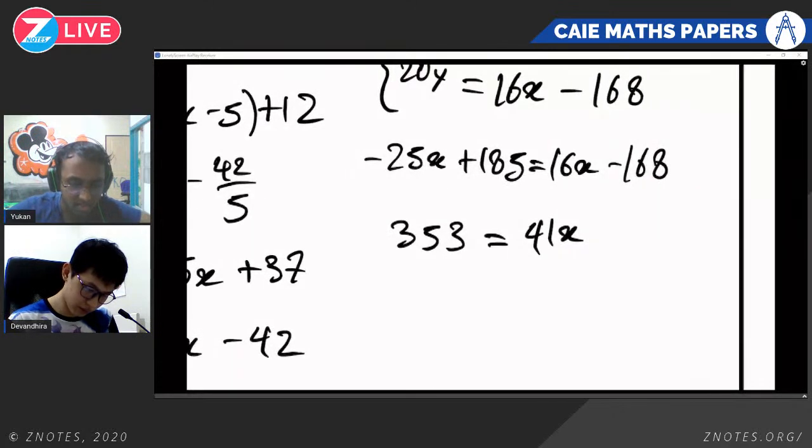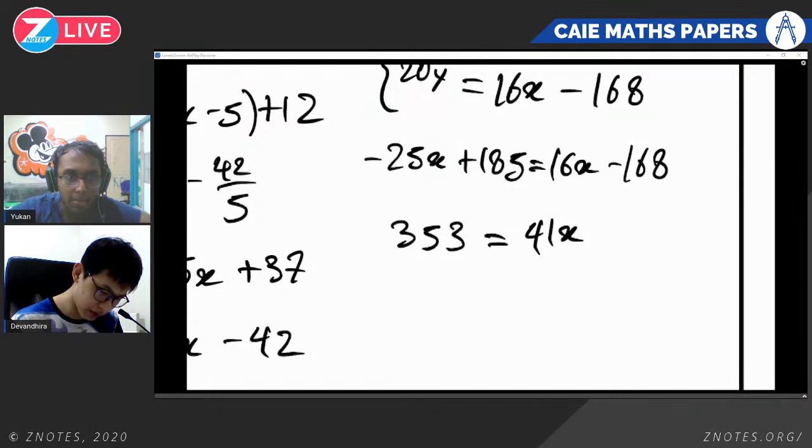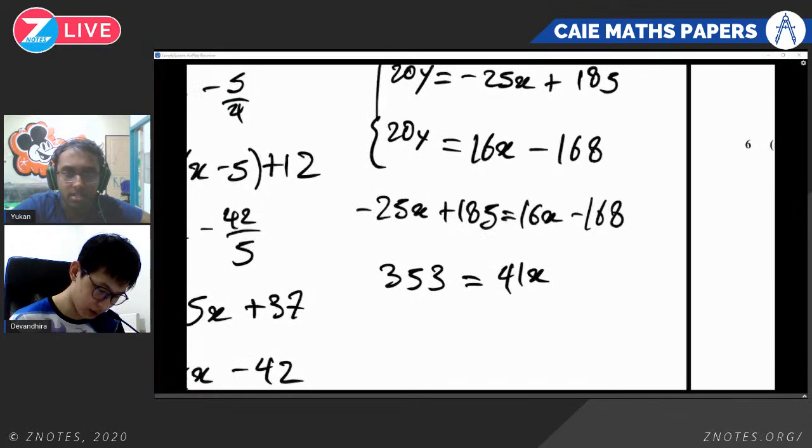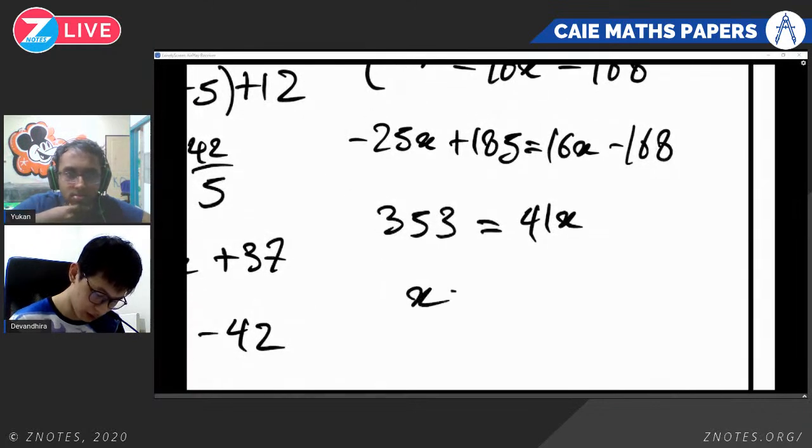653 does not divide 41. Oh, wait. 353 or 653? It's 353. Oh, but 25 plus 16, is that 41? Yeah, that's 41. Okay, so we have x as.